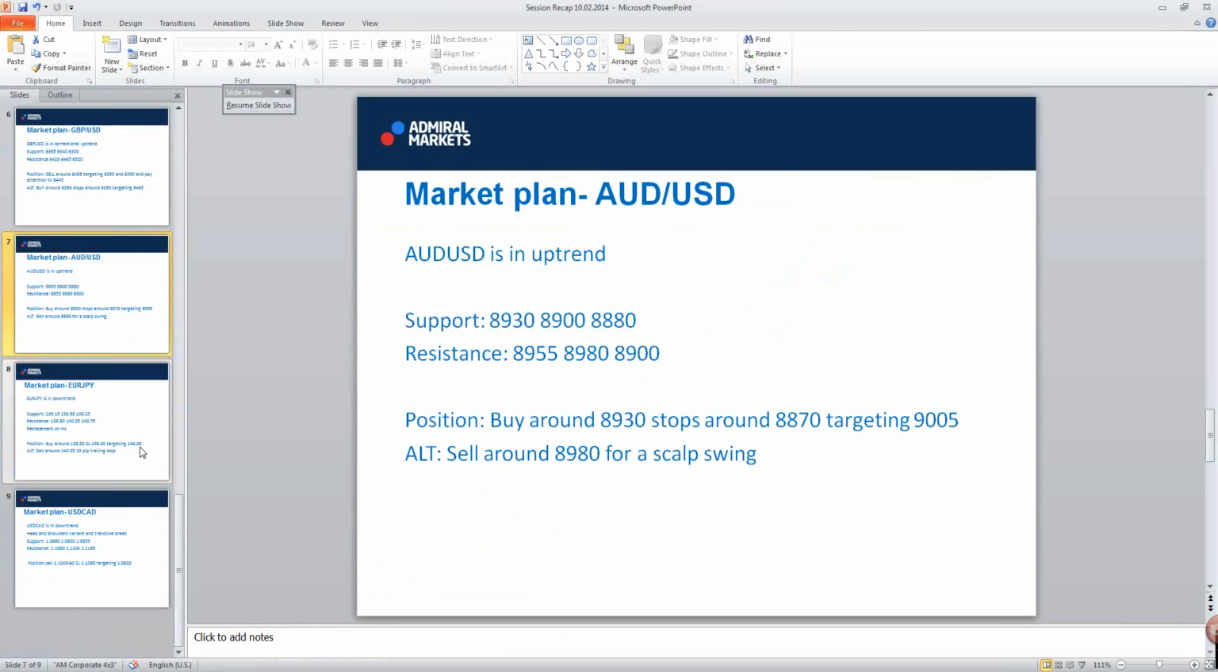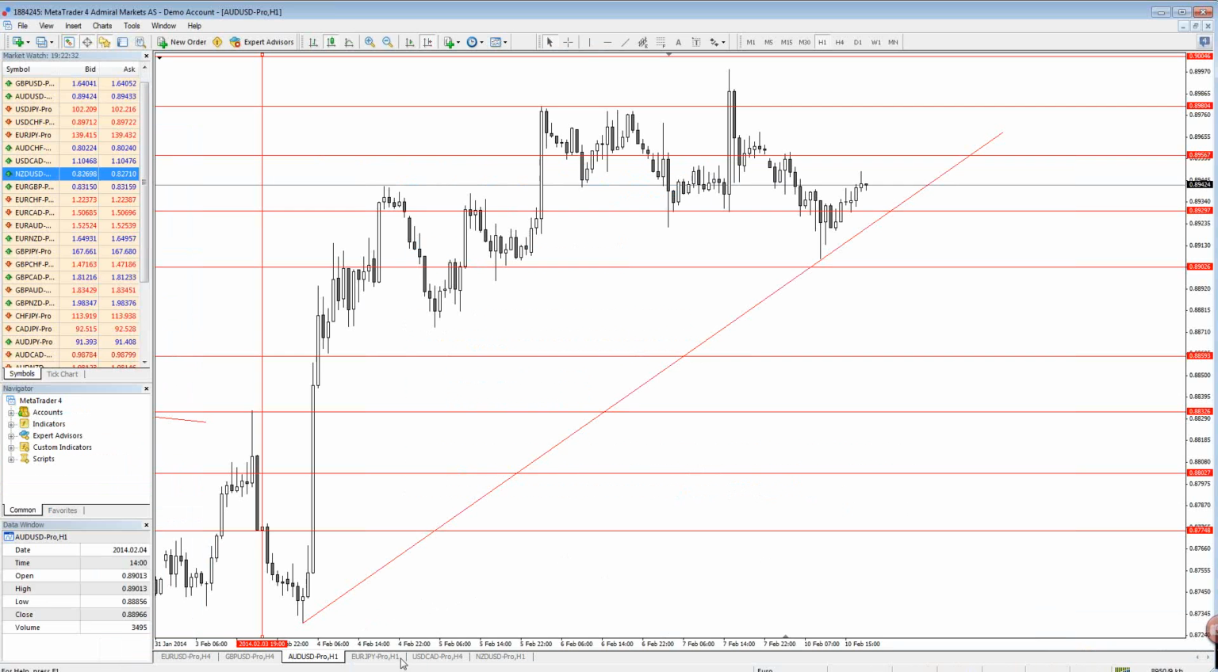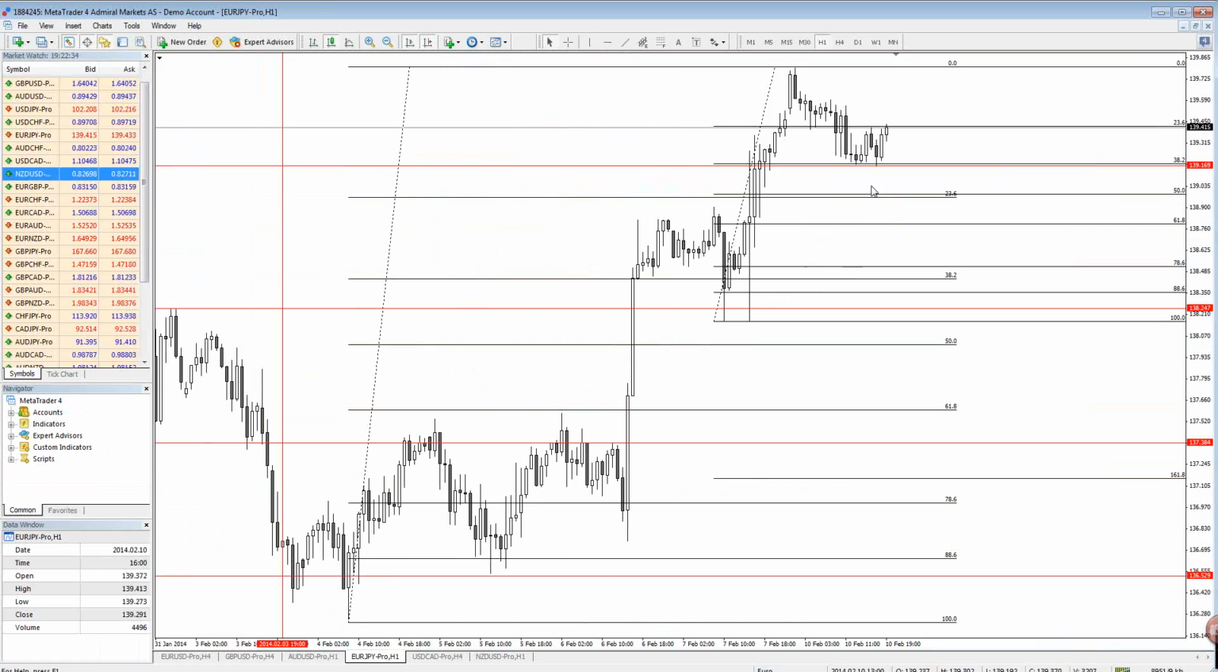Okay, Euro Yen, what I see on Euro Yen, I see a buy around 138.50, stop loss 138.00, targeting 140.05. Why do I see a buy trade on Euro Yen? Well, the picture speaks for itself. Now it could have been also a buy from there, but look at this. It's not too deep a retracement for me.